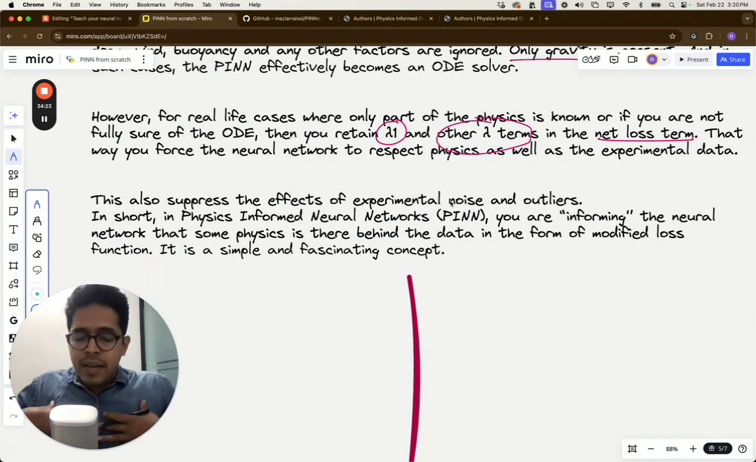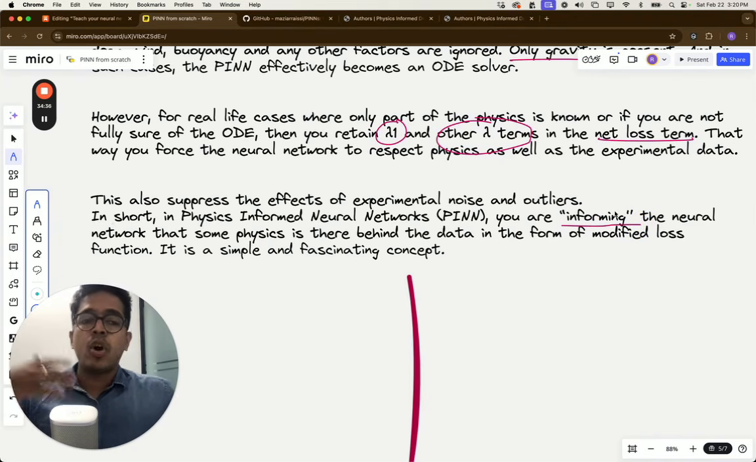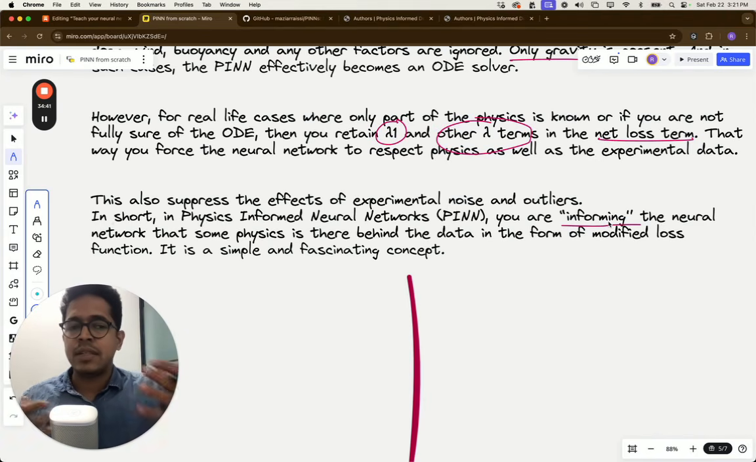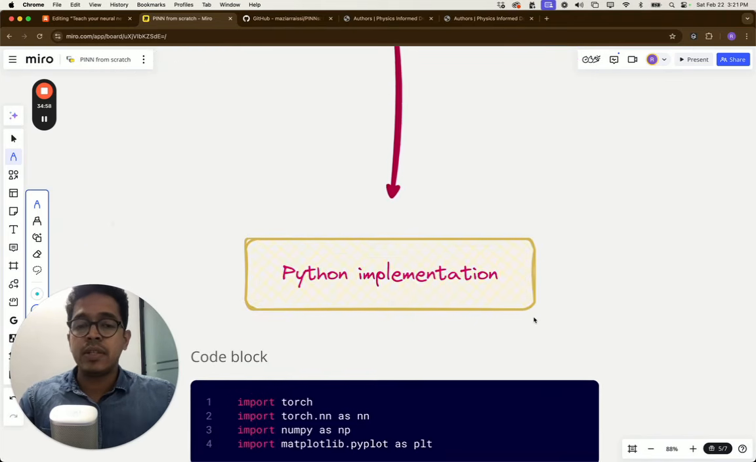Now, where is the informing part happening? PINN stands for physics-informed neural networks. Basically, you are informing the neural network that some physics is present behind this data. And how are you informing it? Through the loss function. Because if the loss function value is very high, the neural network will have a tendency to adjust its weights in such a direction as to minimize the loss. So it's a very simple concept, but it really blows my mind that with just such a small, simple tweak, you can embed so much information about physics into neural networks. So I absolutely love this concept.